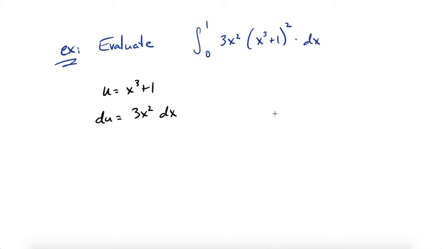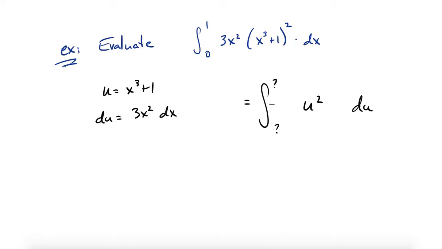So we know that this is going to be something, and we don't know what goes here yet. But we know that the 3x squared and the dx get taken care of by du. And then x cubed plus 1 being squared is just going to be u squared. Okay, so this is going to be a very straightforward integration problem. Now the issue is, what happens with these?